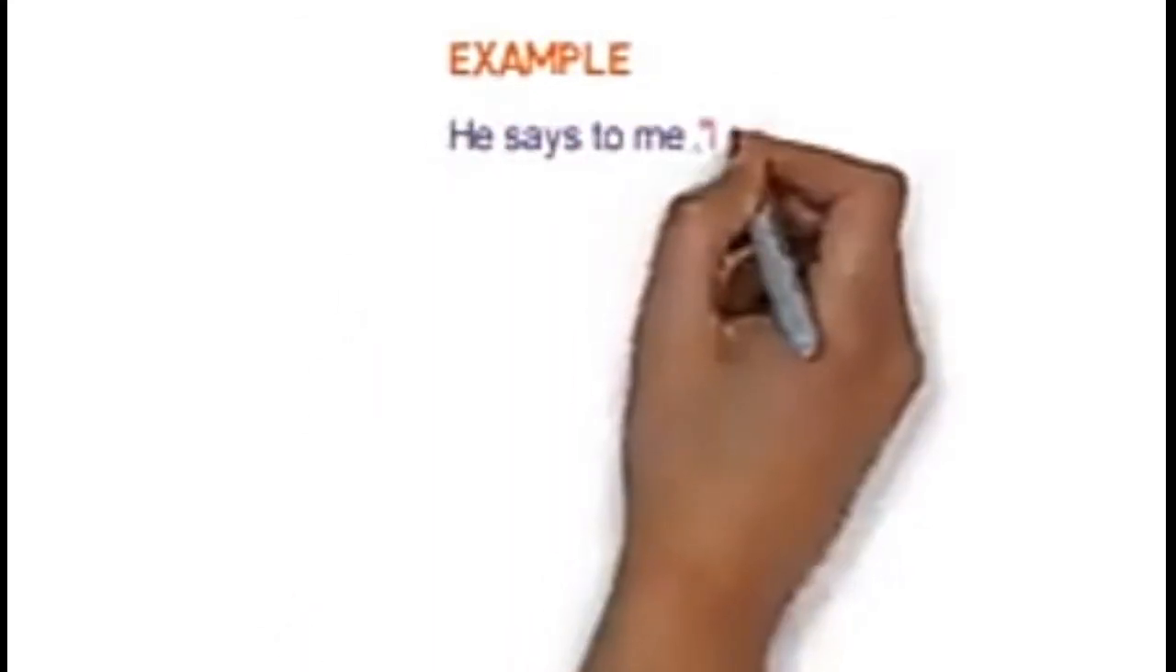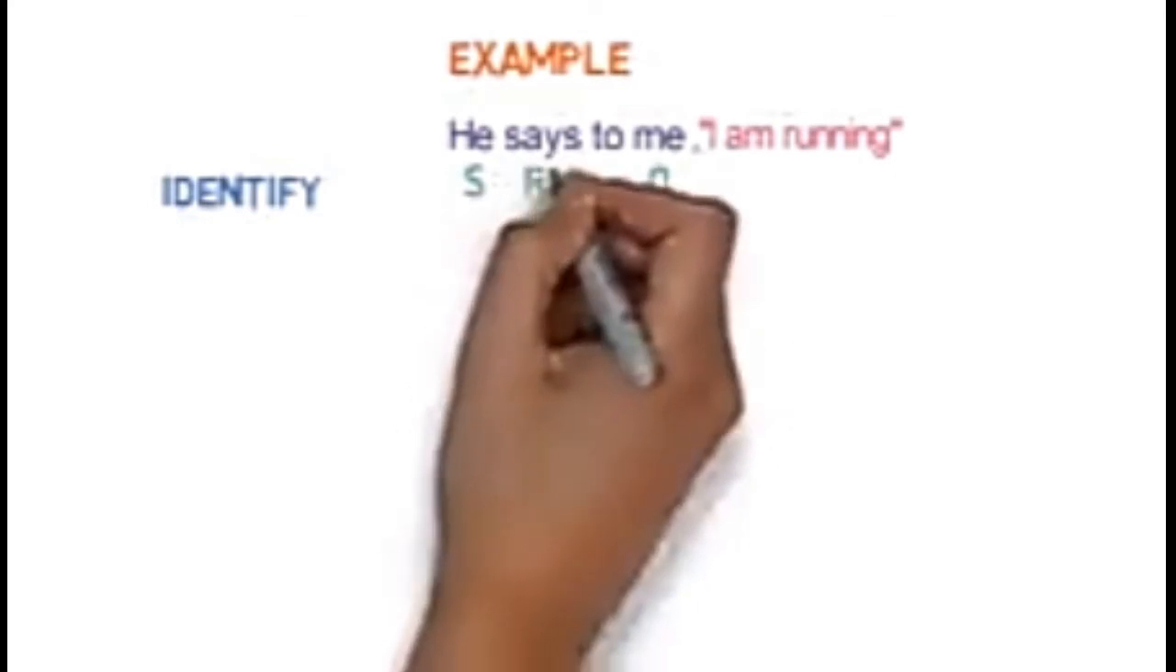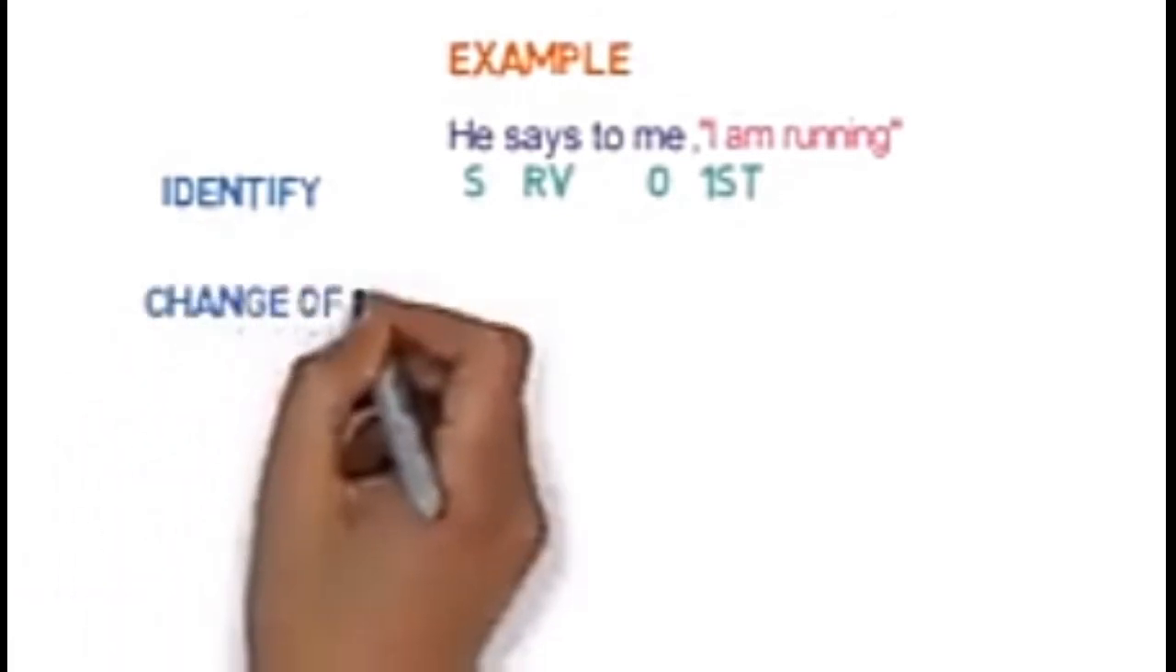He says to me, I am running. The first step here is of identification. Here, he is the subject, me is the object, and says to is the reporting verb. And as says to is in present form, we will not check the tense. Second step is the change of reporting verb.